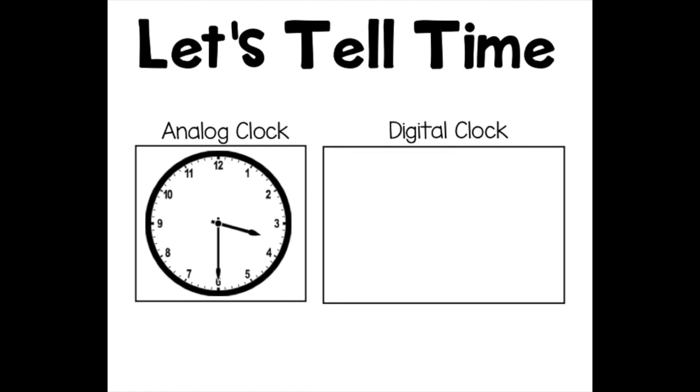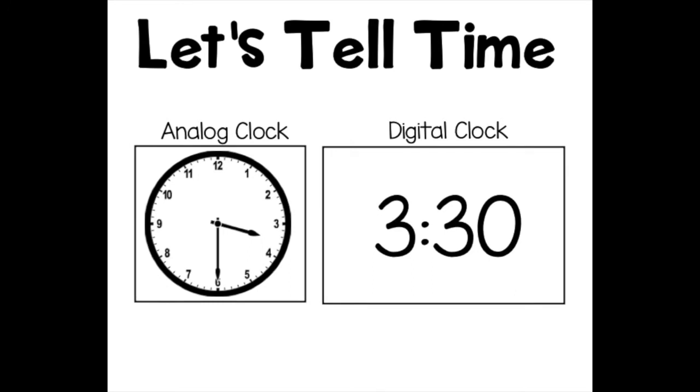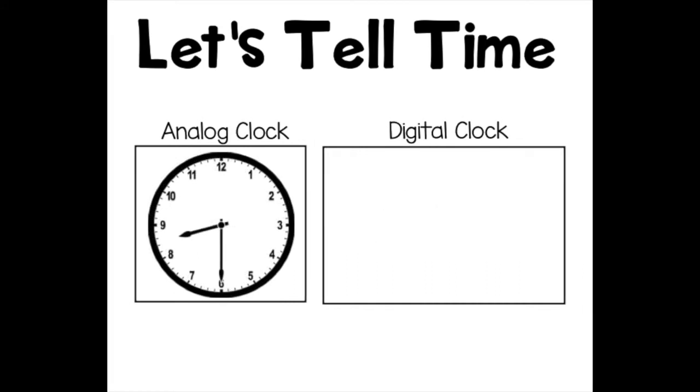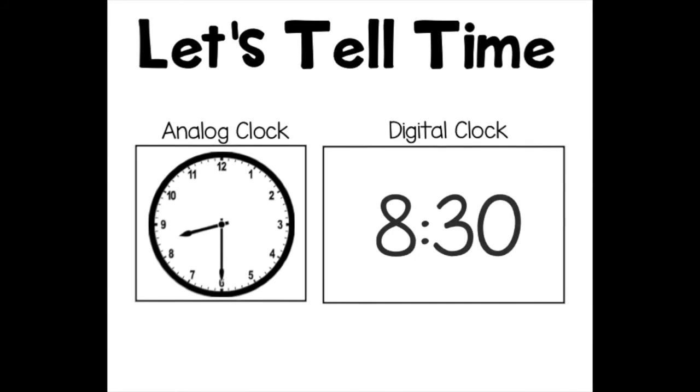The answer is 3:30. 30 minutes went past 3 o'clock. The answer is 8:30. 30 minutes went past 8 o'clock. How did it go for you?